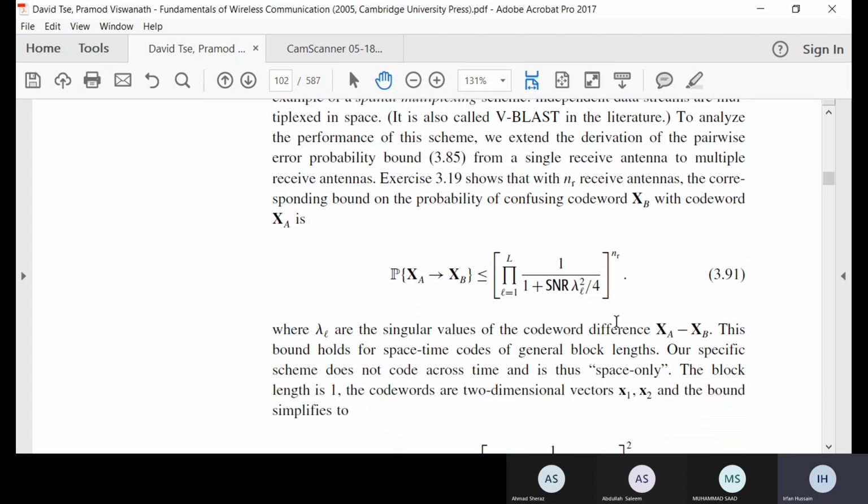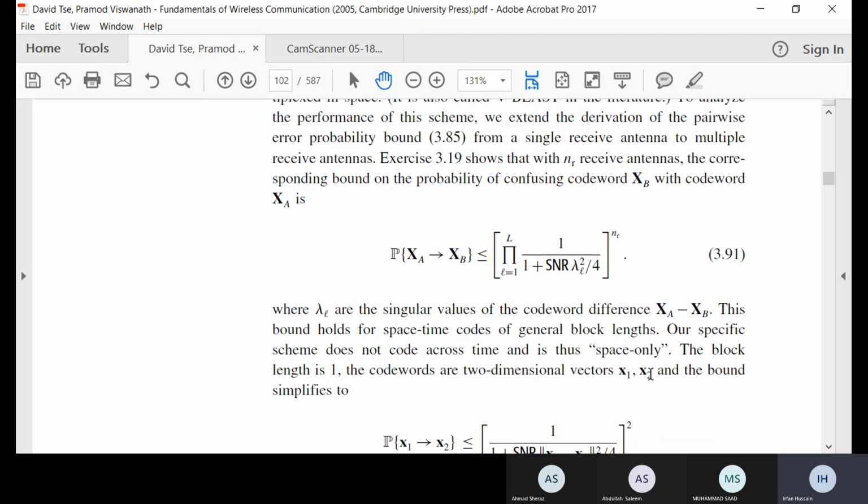Now if I want to evaluate this, so this is for general space-time blocks XA, XB, but we could see that this scheme VBLAST is not coding across time, this is just coding across space, because you are sending symbols 1, 2, then in the next time slot you are sending symbols 3, 4. You are not repeating with respect to time.